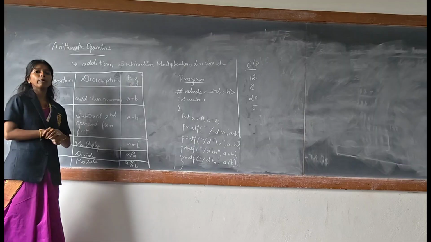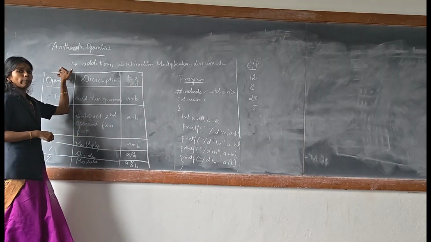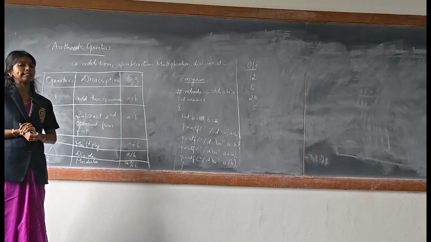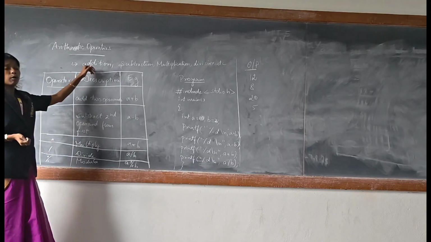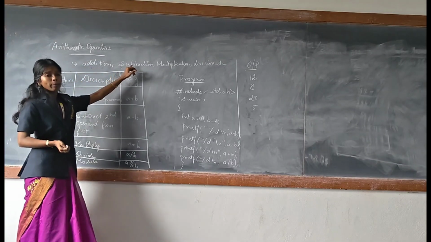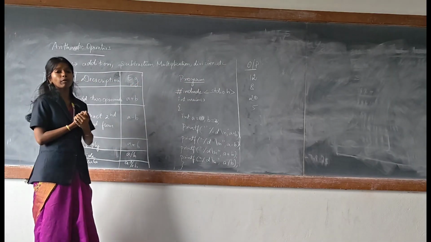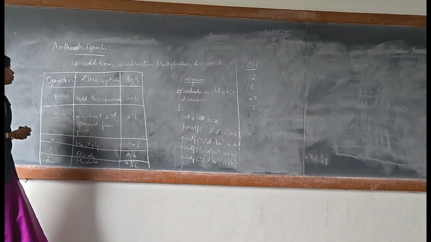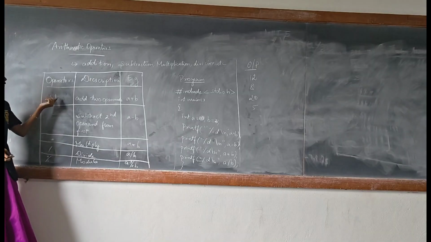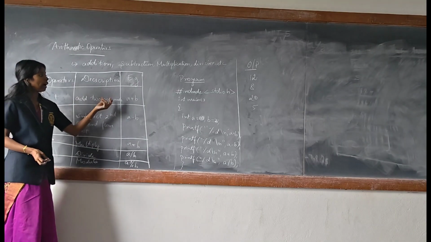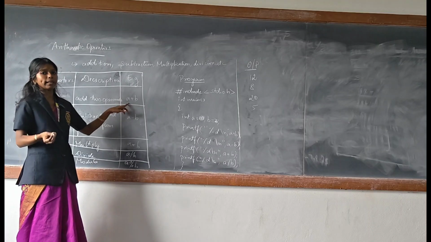First we are going to see arithmetic operators. What operations are performed by arithmetic operators? They perform addition, subtraction, multiplication, division, etc. The addition operation uses the plus symbol, which adds the two operands. For example, A plus B.